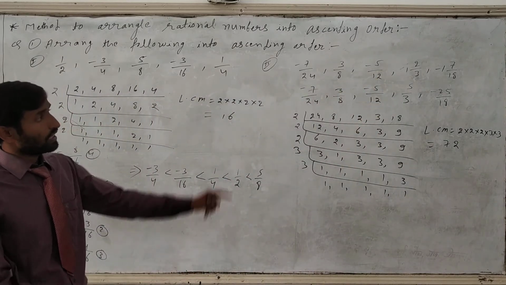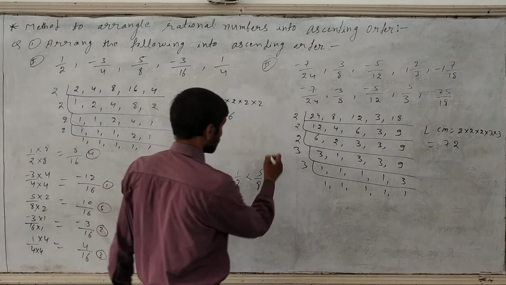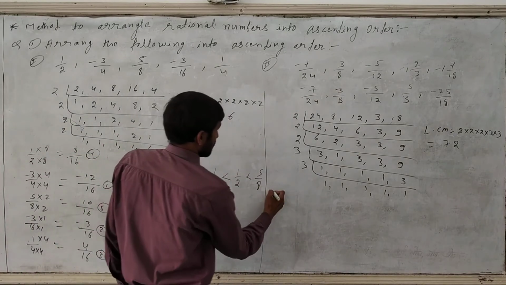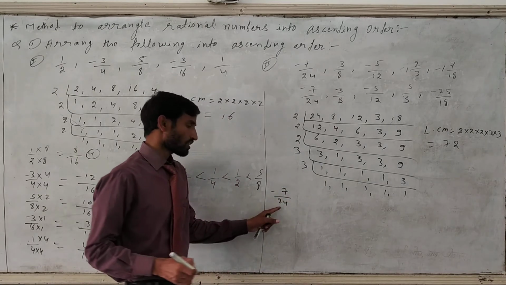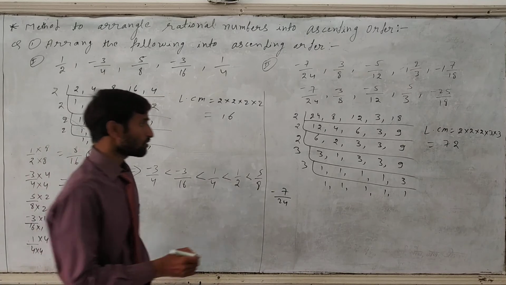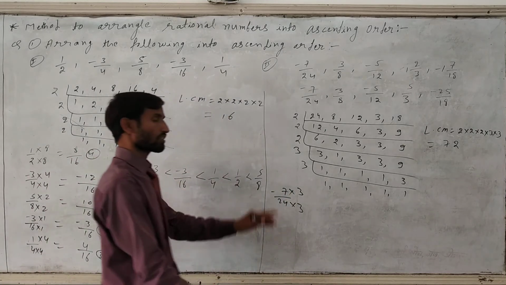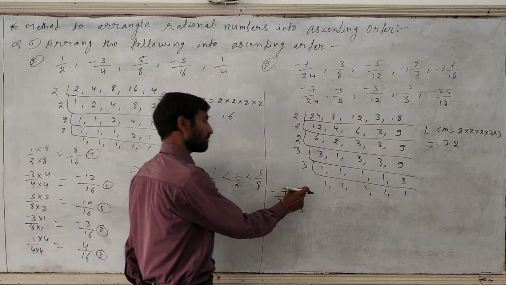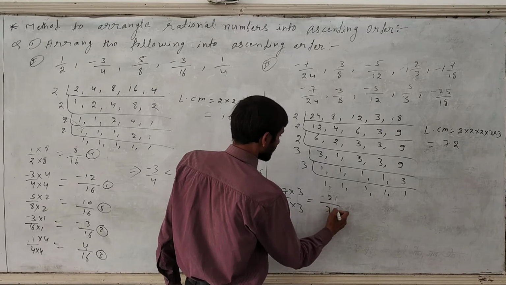Now we have to make the denominator 72. So minus 7 upon 24 is given. First of all, we have to convert this 24 to 72. So we have to multiply by 3, because 24 threes are 72. Multiplying the numerator also, so minus 21 upon 72 will come.